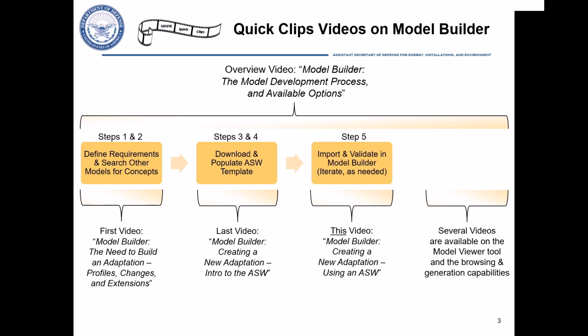Here we will import the ASW to Model Builder, run validation, identify and fix errors in the ASW, and create the new model in the Portal Registry. There are several videos that address the browse and generate functions of Model Viewer used in Step 6. We will now demonstrate how to use an ASW in the model building process and deal with errors as necessary.